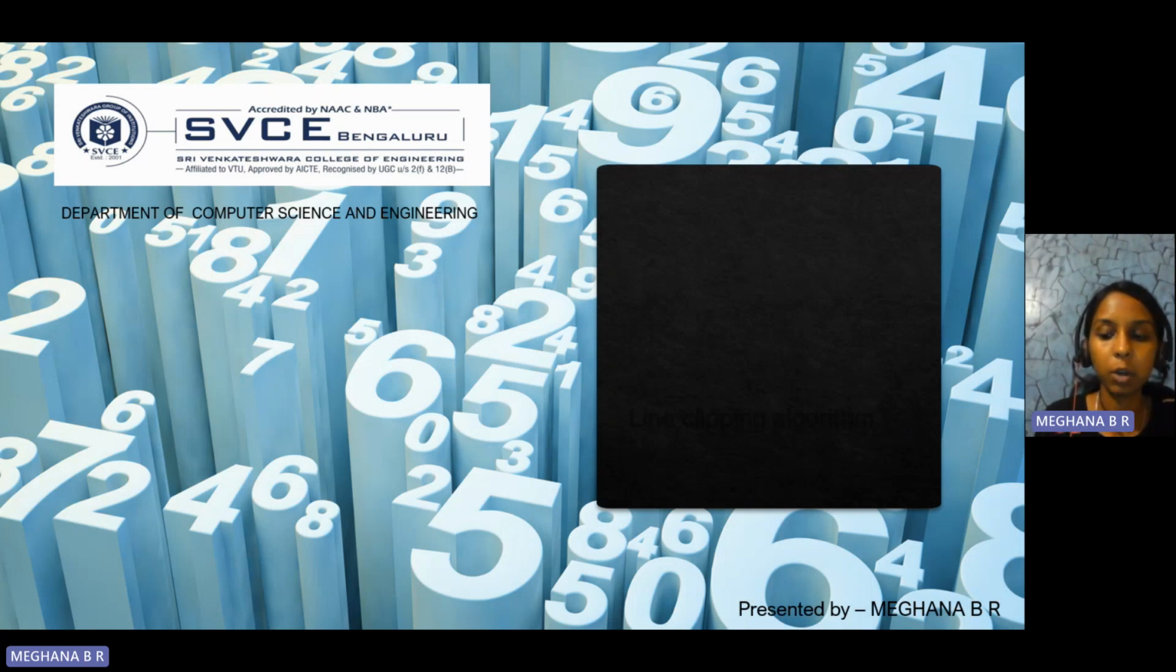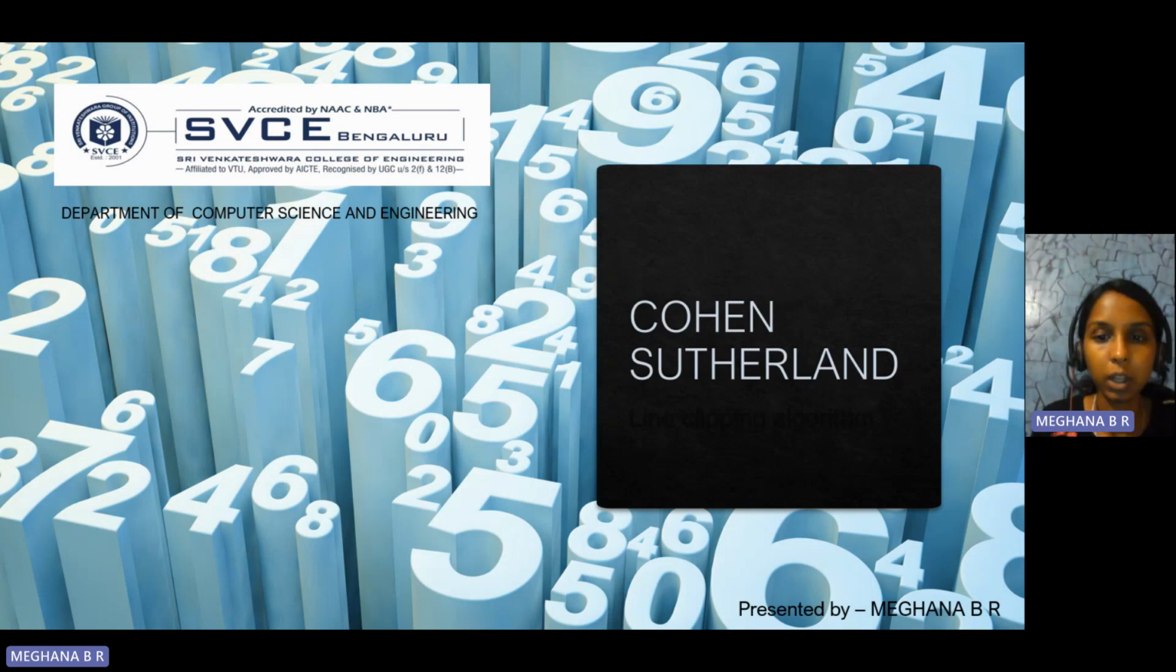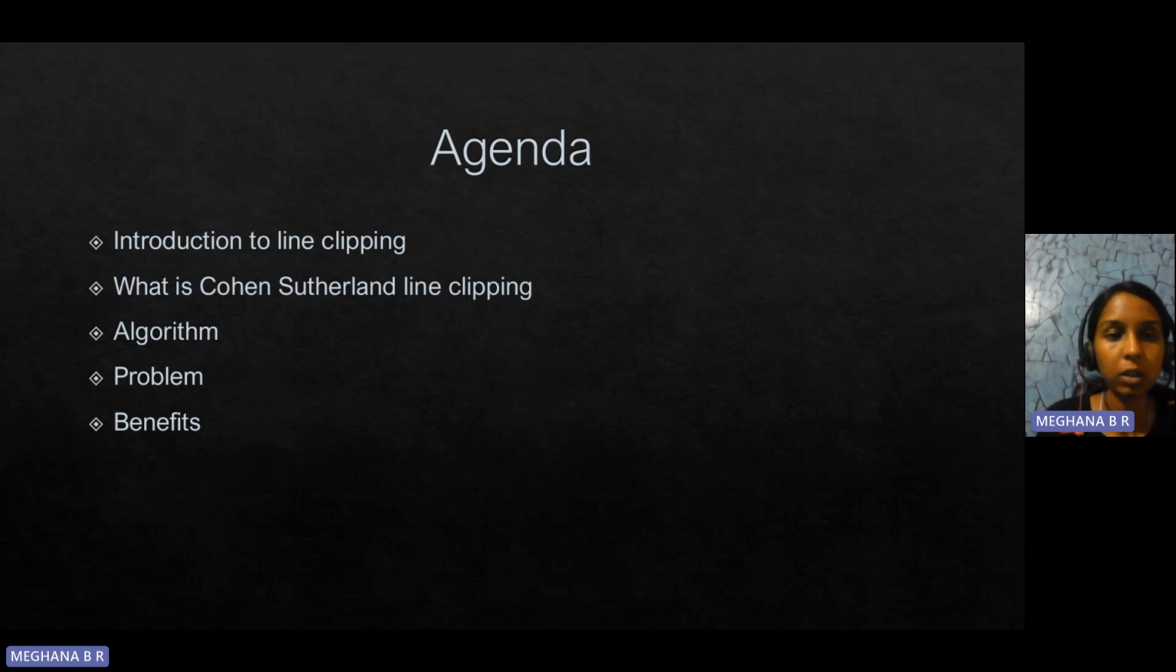Today my topic is about the Cohen-Sutherland line clipping algorithm. So we'll see the agenda of today's topic. We'll be seeing an introduction to line clipping, what is Cohen-Sutherland line clipping, its algorithm and one problem, and then we'll finish off with the benefits.